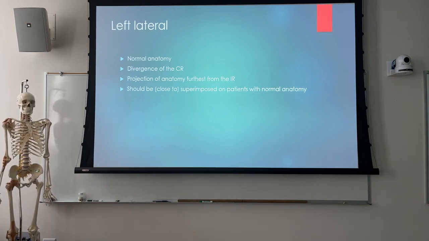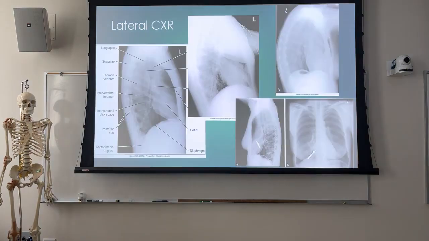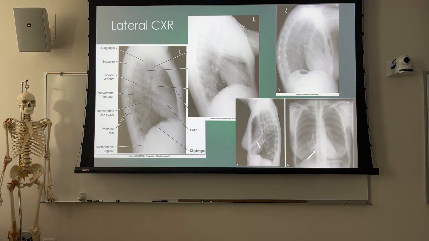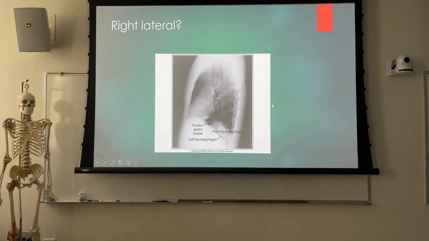So we already talked about this on normal anatomy. They should be superimposed, but sometimes you'll have a patient with not normal anatomy. We'll take a look at that too. So a lateral chest X-ray should look like so. Got good superimposition, lateral chest X-ray. Now we've got the anterior to posterior. We've got all that stuff.